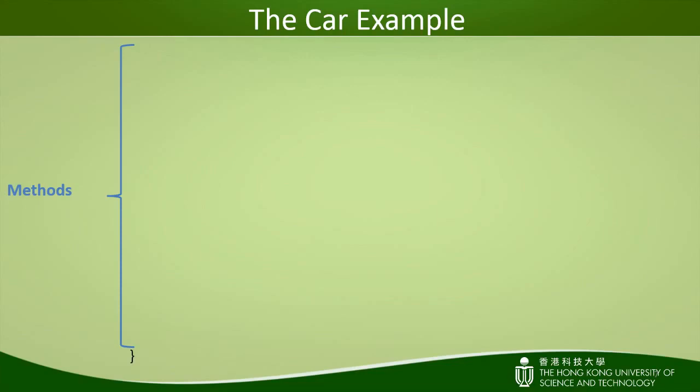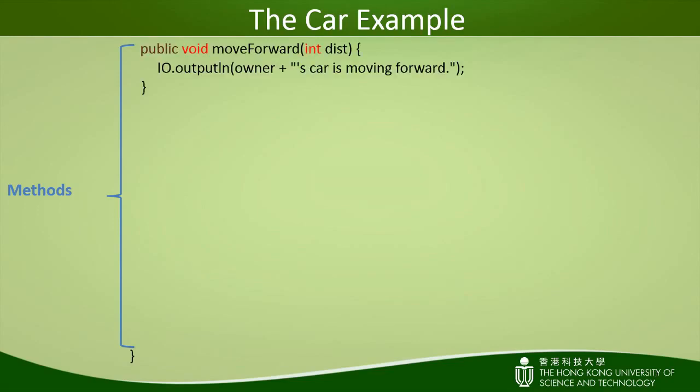Let's now look at the methods for Car2. We have methods move forward, move backward, and make turn before, and they simply print out a message on the screen about what the methods are supposed to do. This is what we had before for the move forward method.